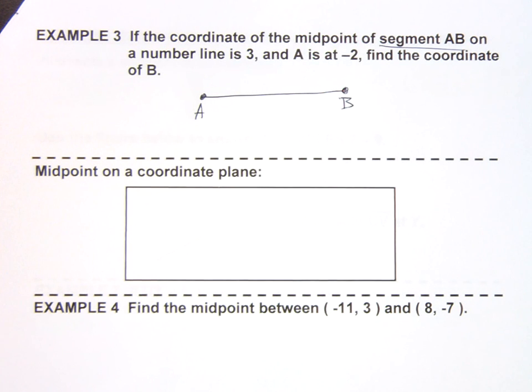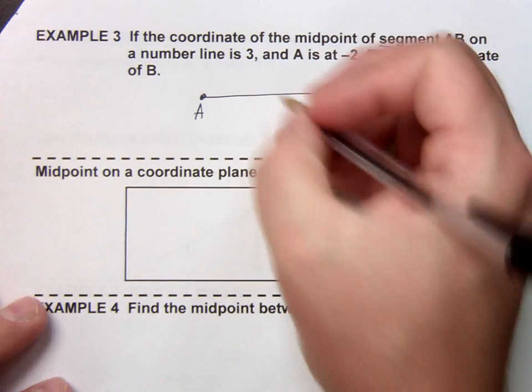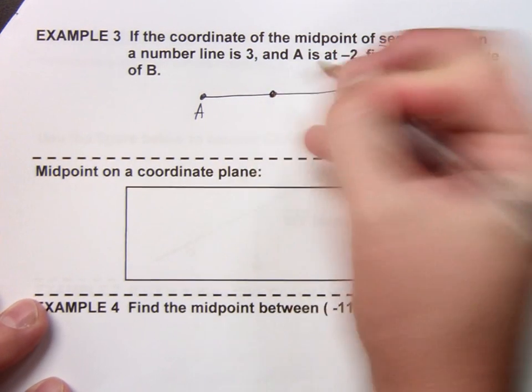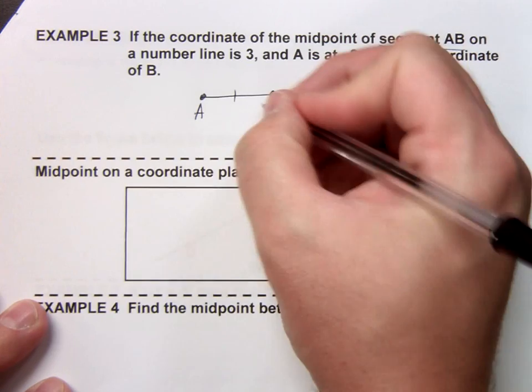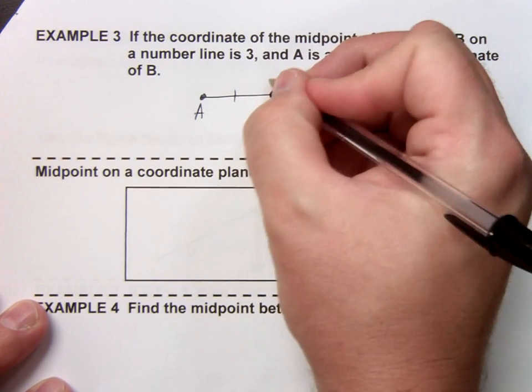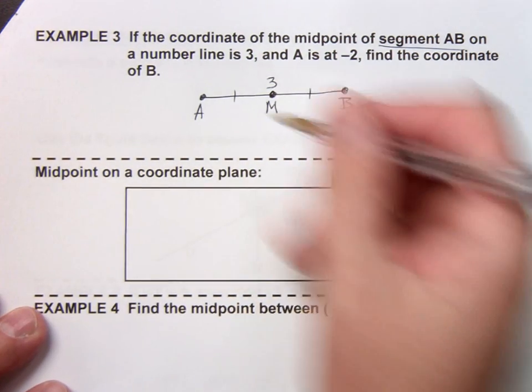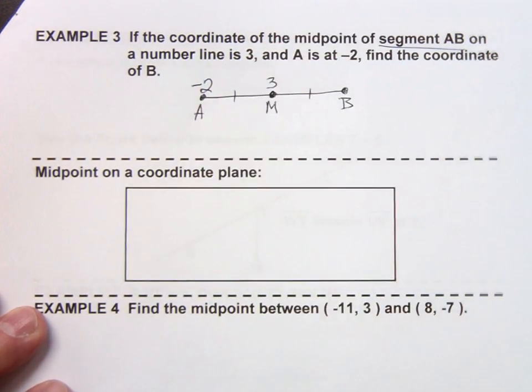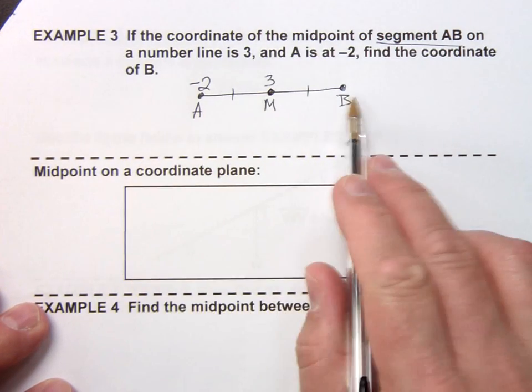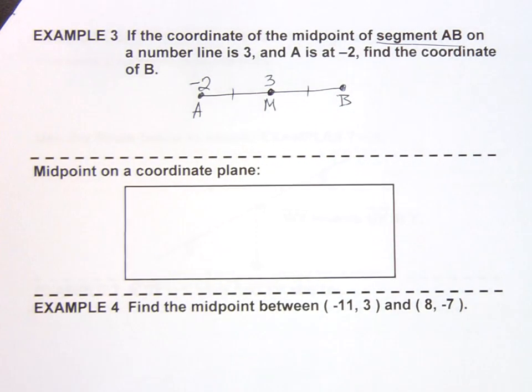Now it says the coordinate of the midpoint is 3. So I'm going to make this the midpoint. I'm going to show it's the midpoint by marking these congruent. And the coordinate is 3. It also says that A is at -2. And our goal is to find out what is the coordinate of point B. I don't know what the coordinate of point B is.